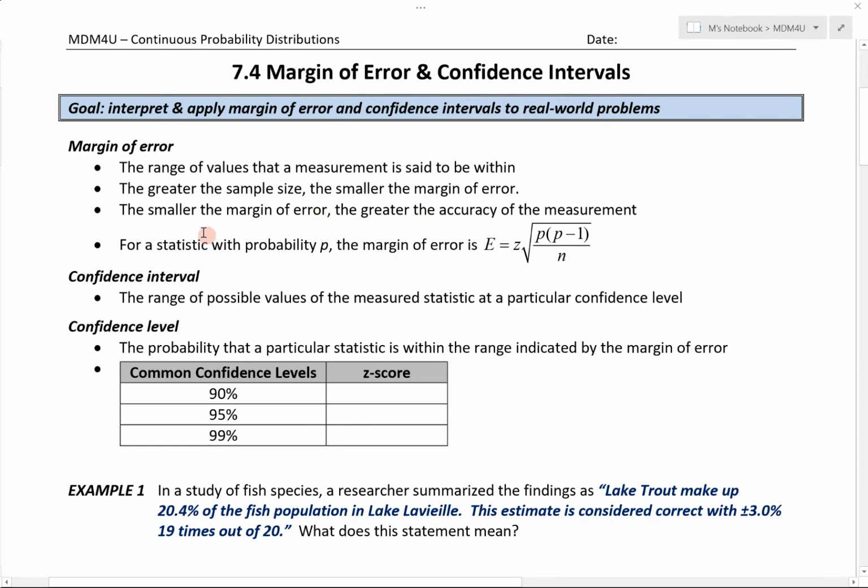And for statistics with a probability of p, the margin of error is defined as the capital letter E, which is equal to the z-score of that measurement times the square root of p times (1 minus p), all divided by n, with n again being the total sample size.